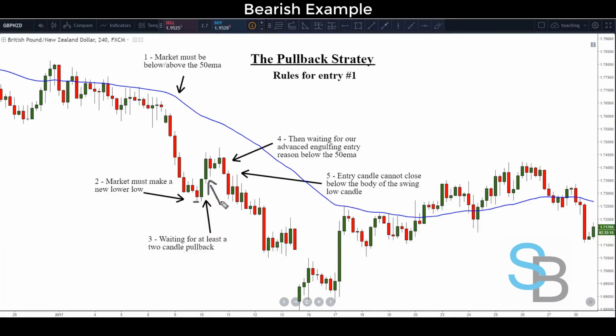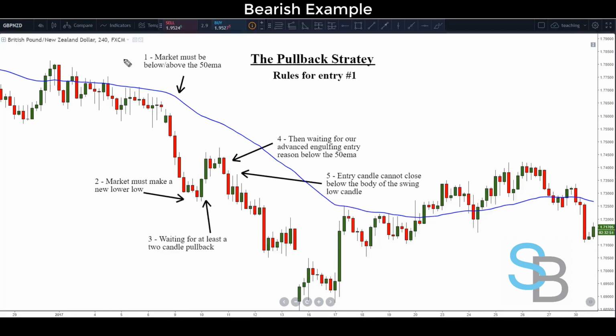So we would need 2 opposite color pullback candles. These 2 candles need to be green. So as soon as we get those 2 green candles, then we have rule number 3 met. As soon as we get these 2 color changing pullback candles after the creation of our swing low, then we have rule number 3 met.